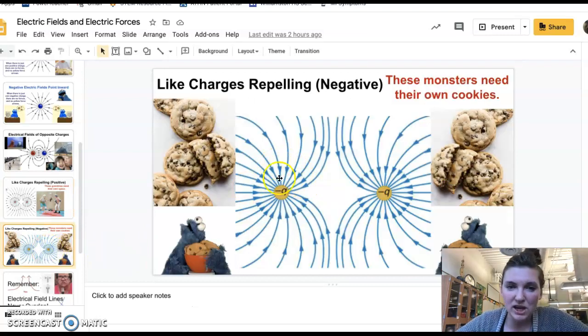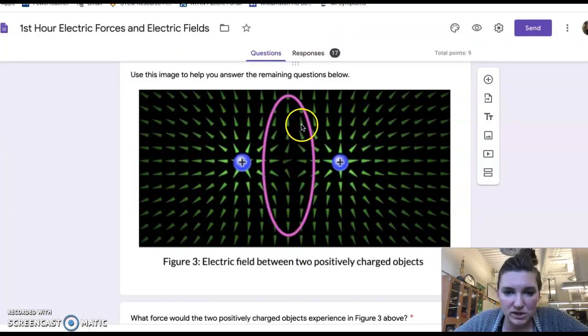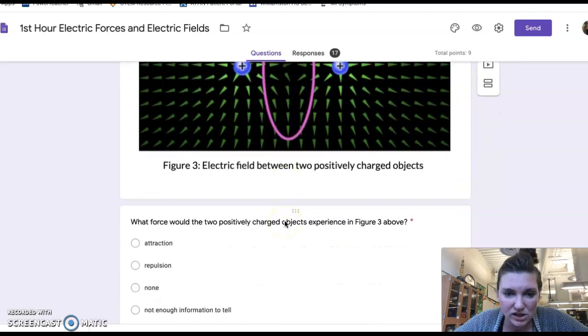And same thing if we had 2 negative charges. That's like 2 Cookie Monsters hoarding the cookies. They need their own space. They need their own cookies. They're going to push against each other because they know that they need their own space, right? Okay, so what we see here is that we have those lines pushing upward and downward. They're not pointing at each other in the middle so much.